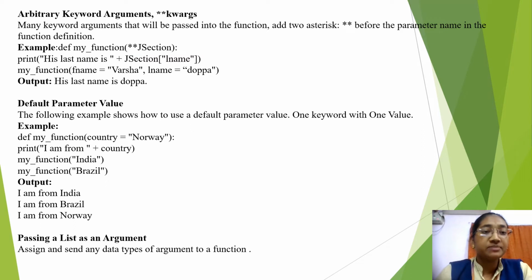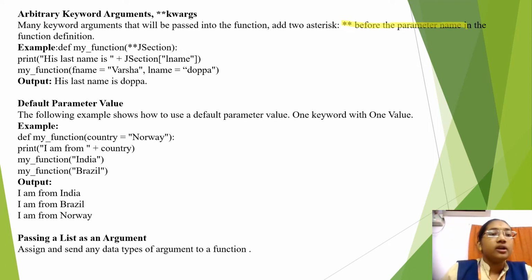If we want to pass many keyword arguments into the function, then we should add two asterisk symbols before the parameter name. One example: def my_function(**kid): print("His name is " + kid["lname"]). Calling my_function(fname = "Varsha", lname = "Doppa"). As we call lname here, the output will be His last name is Doppa.